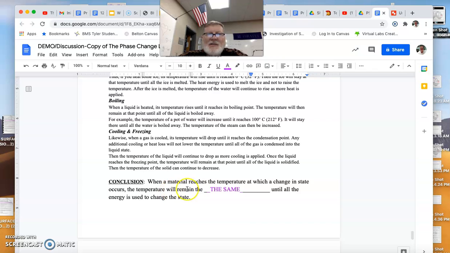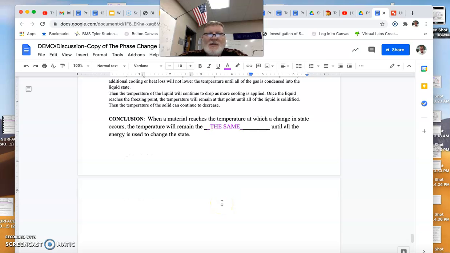Finally, when a material reaches the temperature at which the change in state occurs, the temperature will remain the same until all the energy is used to change the state. Once it's changed state, then it can start to change temperature once again.